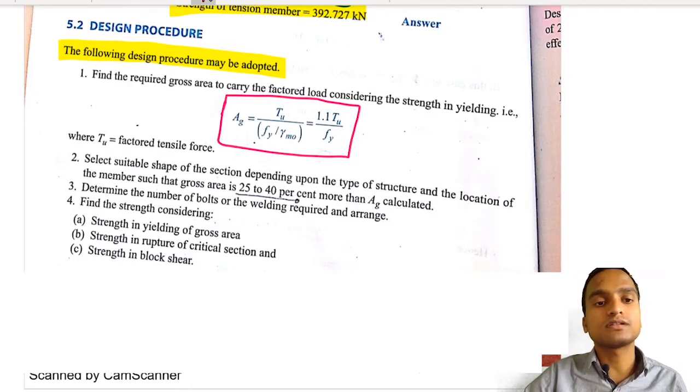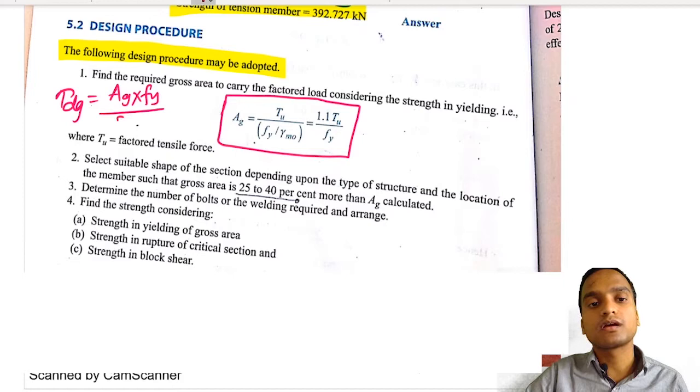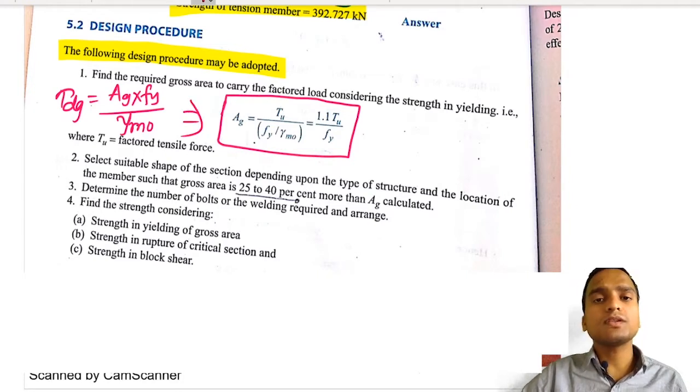Now from where does it come? We know the formula for Tdg, and Tdg is equal to gross area into Fy by gamma m0, where gamma m0 is equal to 1.1, and from here we can derive this formula. Okay, we calculate first of all the gross area.